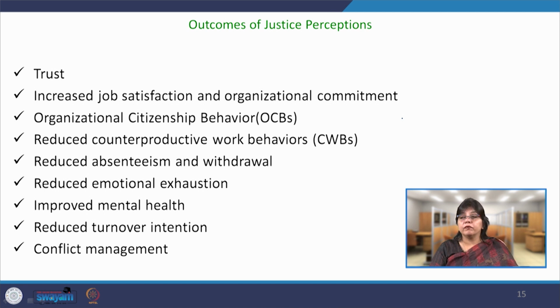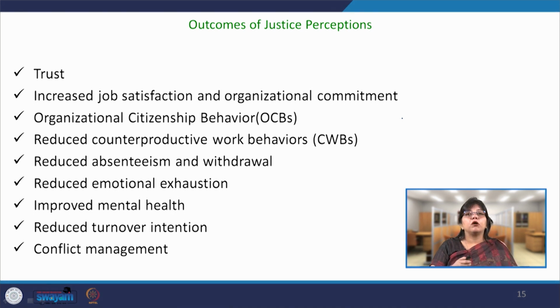There is reduced turnover intention. The more they become part of the organization, and the more transparency is maintained, the more it leads to reduced turnover intention in terms of continuing with the organization, and there is more conflict management. The more transparency there is in the system in terms of procedures, reward system, promotions, and interaction with employees, the more the conflicts are reduced to the minimum level and the more justice climate prevails.